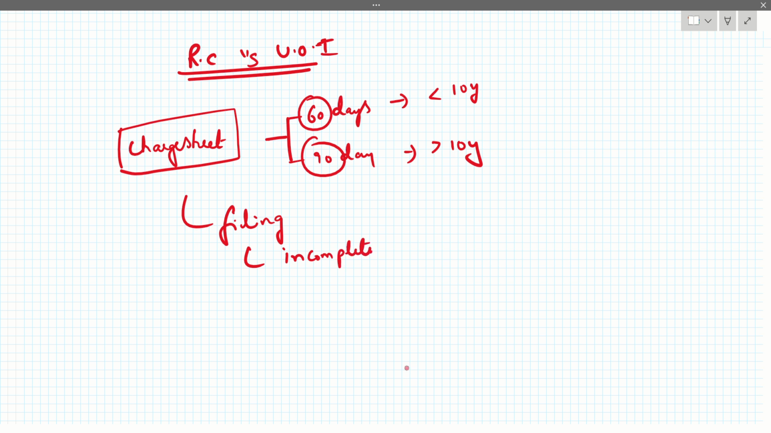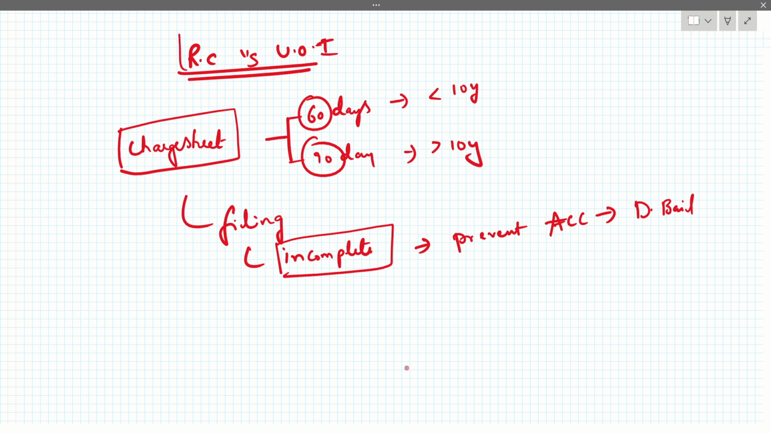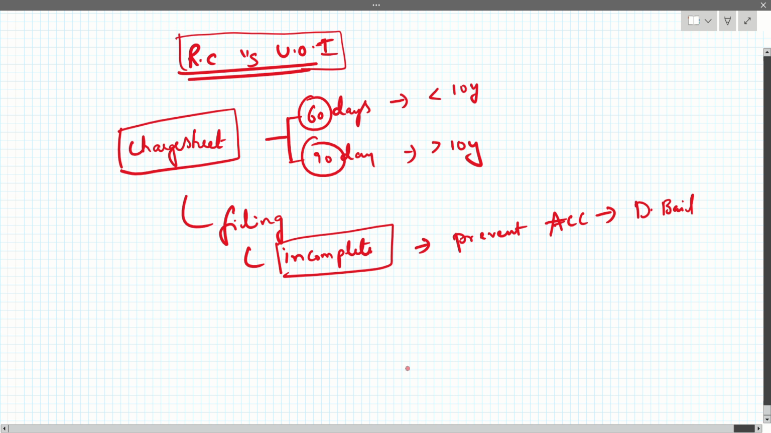In order to prevent the accused from taking default bail, this tactic has been adopted by the investigating agencies. That means police officers and other investigating agencies are resorting to filing an incomplete charge sheet, because the main purpose for filing this incomplete charge sheet is to prevent the accused from getting default bail. So this has been very prevalent in recent days. This has been challenged by the petitioner in the Ritu Chhabaria versus Union of India case.